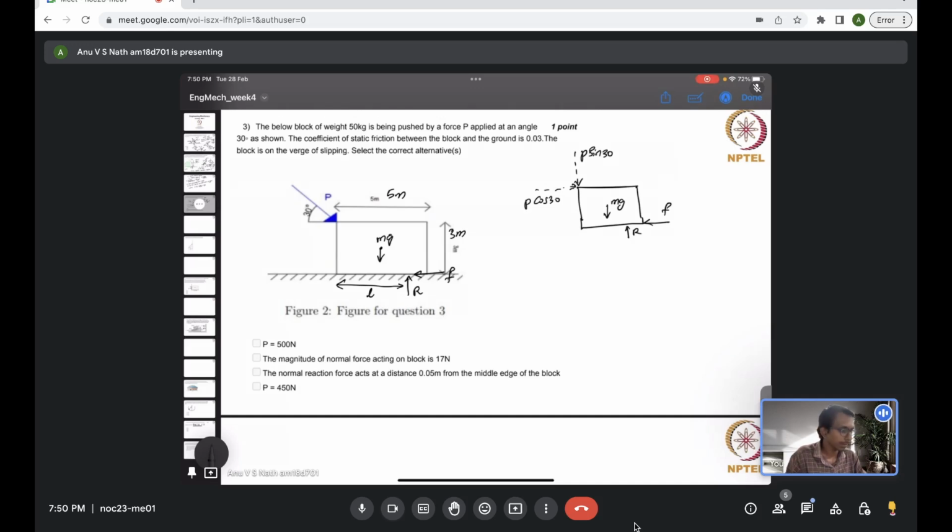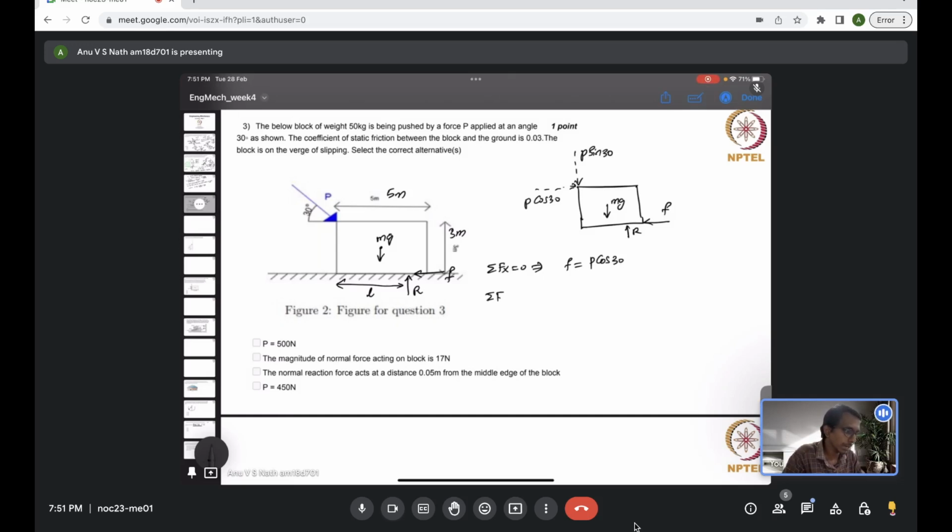So this is a system. We'll first do a force balance. Sigma Fx equal to 0. The horizontal forces are P cos 30 and the friction force F, so they should be balanced. F should be equal to P cos 30. P is unknown; we have to evaluate that, the critical value.